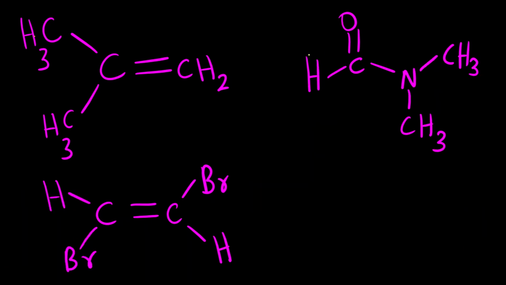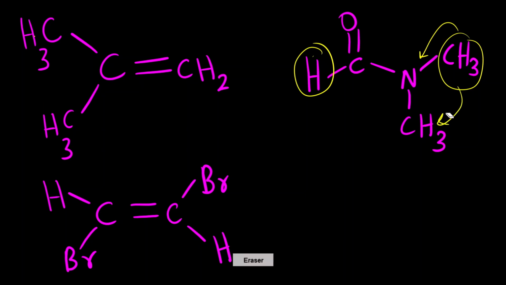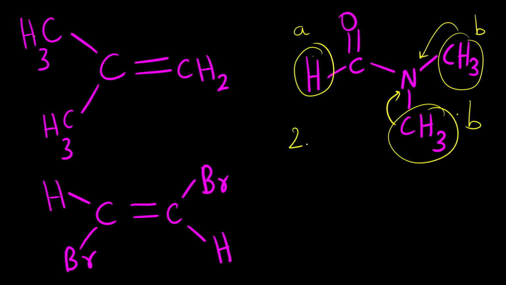Now for this one, if you just see the chemical environment, you might say this methyl is attached to nitrogen, and this other methyl is also attached to nitrogen. So let's say this is A, and you might say this is B and this is also B. If you write that there are 2 signals, your answer would be incorrect. So in the next example we'll see one more case.